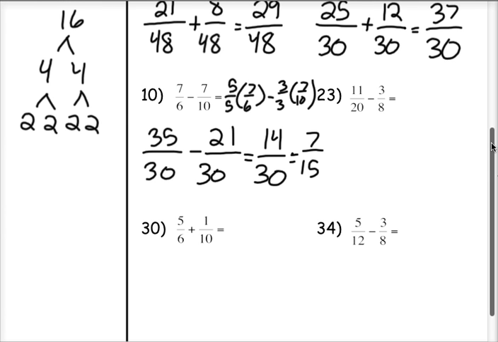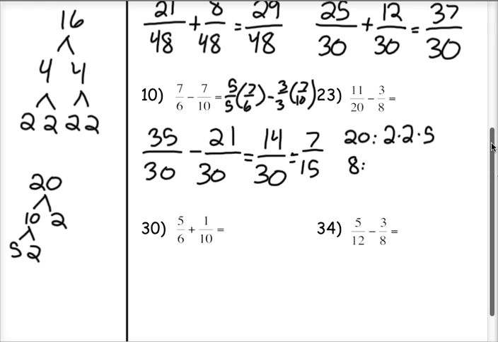All right, moving right along to our next one. So 20 and 8. So looking at what makes those up. Again, if it helps you to make a little tree diagram to sketch it out. So 20 is 10 and 2. 10 is 5 and 2. So 20 is 2 times 2 times 5.